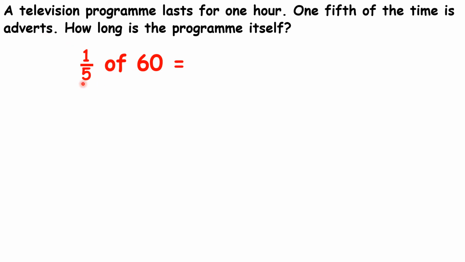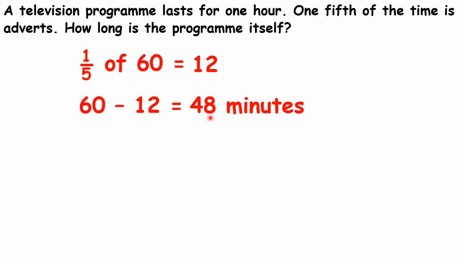60 divided by 5 is 12, so 1/5 of 60 is 12. There are 60 minutes in the program altogether, so if we subtract the time that is adverts, we get 48, so the program itself is 48 minutes long.